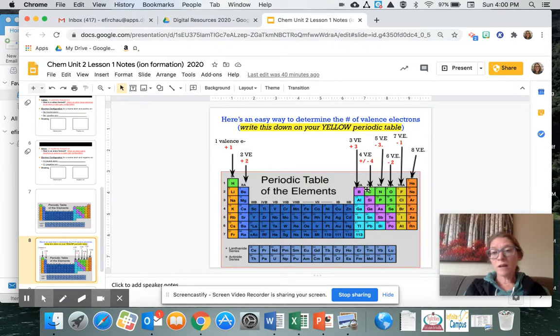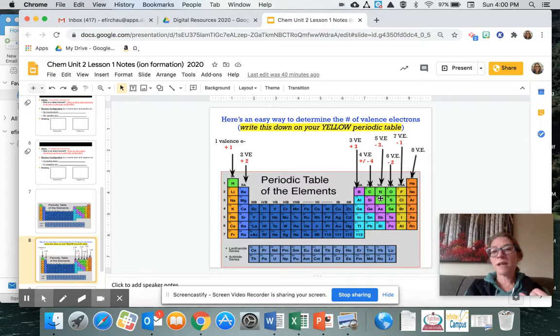Group 4 has 4 valence electrons. They could either lose 4 or gain 4. Group 4 generally don't form ionic compounds, but for now you can just put that it's either plus or minus 4. And we'll kind of talk through those as we get examples. Then we start to progress in the opposite direction.